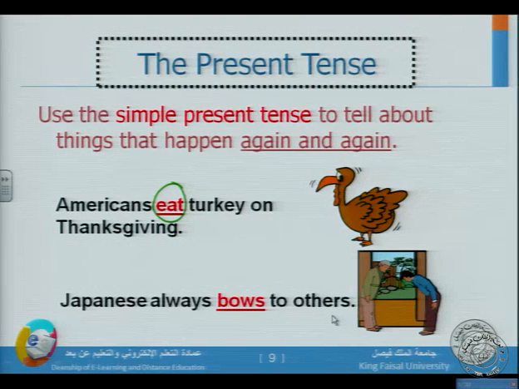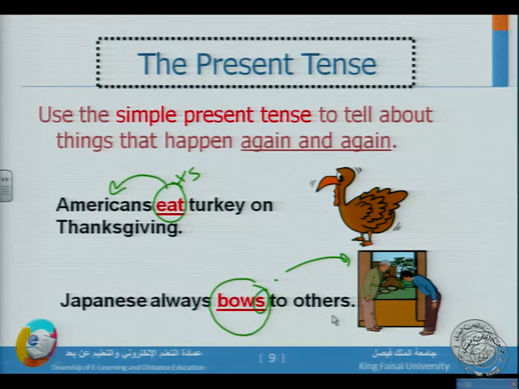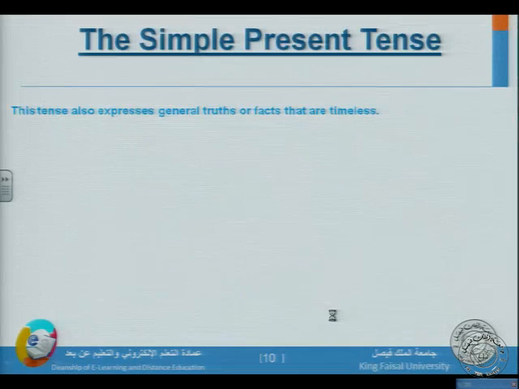Japanese always bows to others. bows هو يلقي التحية. Like this one. This is bowing. لاحظوا الآن الفرق في هذه الأشكال. With eat, we don't add s. Why? Because the subject is plural. With bows, you need to add the s because the subject is singular.